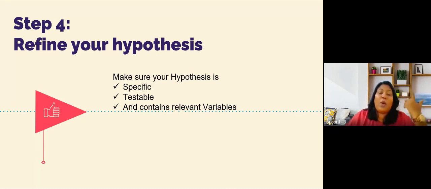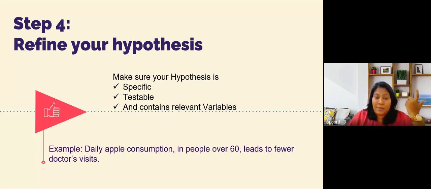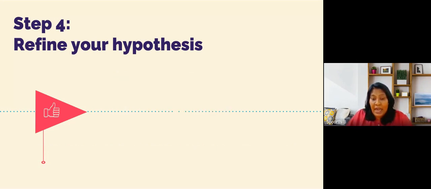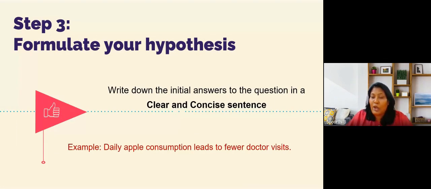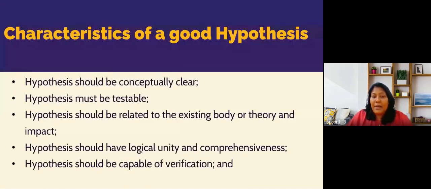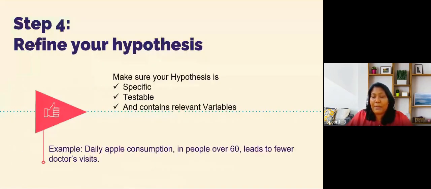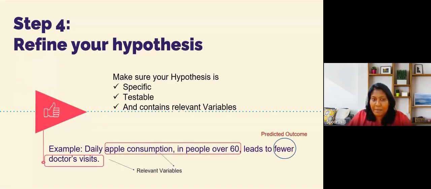Now, you must be thinking, what are these variables? Why are we even looking at variables, right? I'll give you an example and we'll look at the variables in the next slides. Daily apple consumption in people over 60 leads to fewer doctor visits. Until here, we are only talking about apple consumption and doctor visits, right? But now I have included people over 60 years. Everything else is the same.